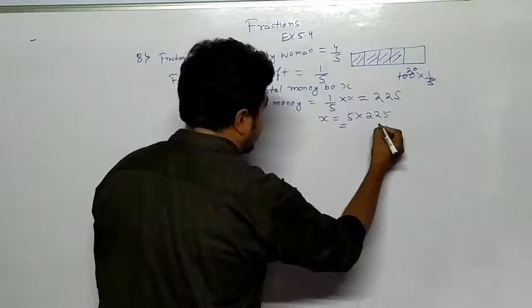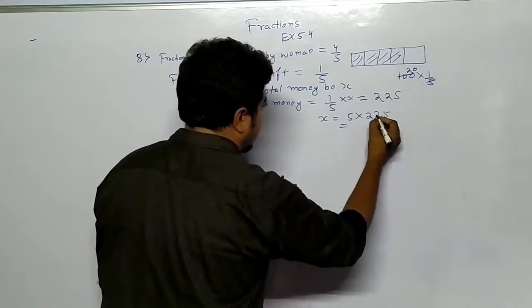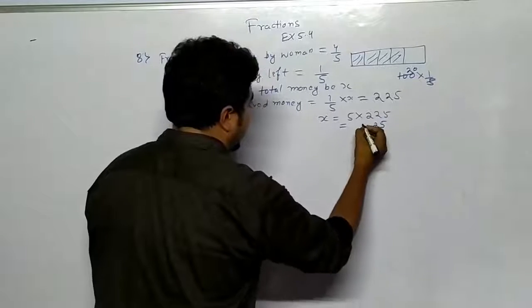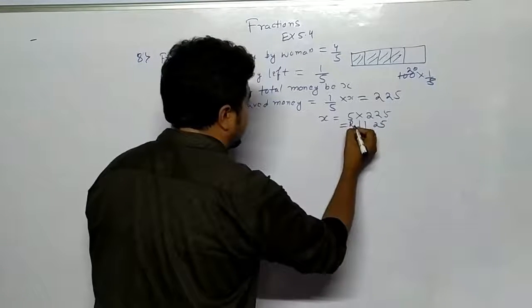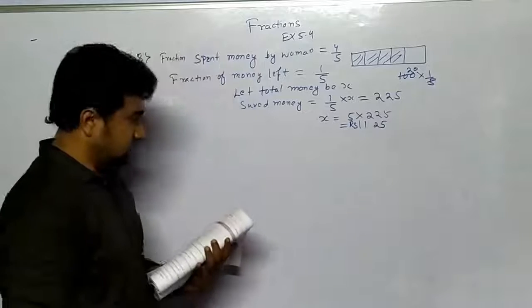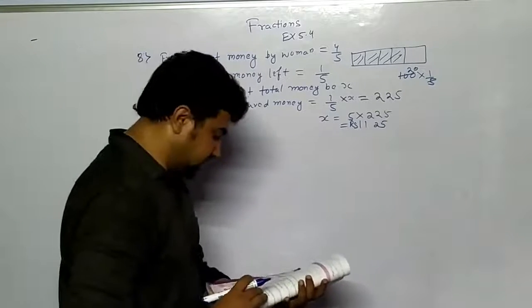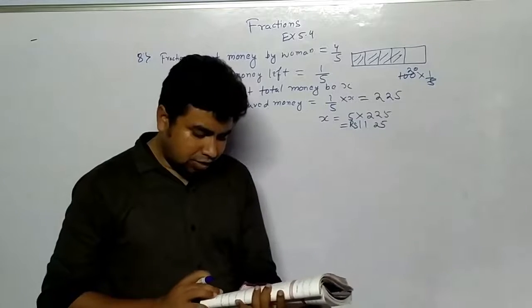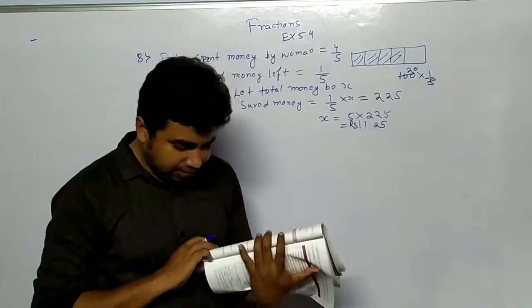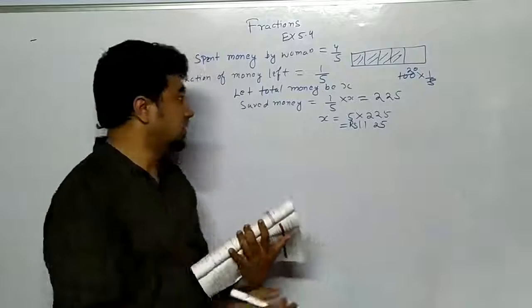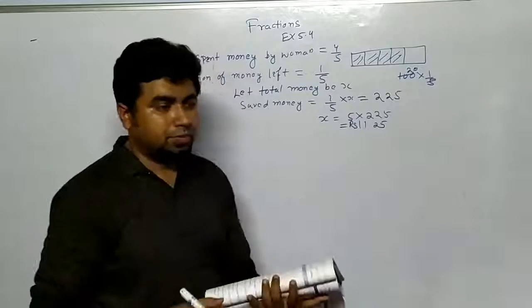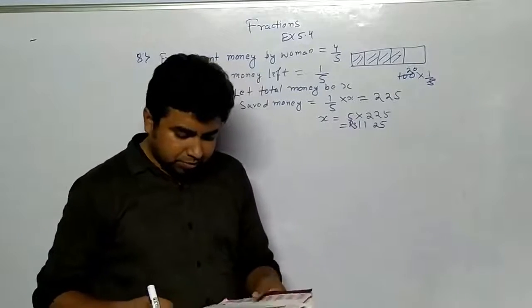So from here what are you getting? 5 times 225 is 1125. This is the total amount of money which was there initially. How much money did she have initially? So she has 1125 rupees. Now I will be moving to question number 10.